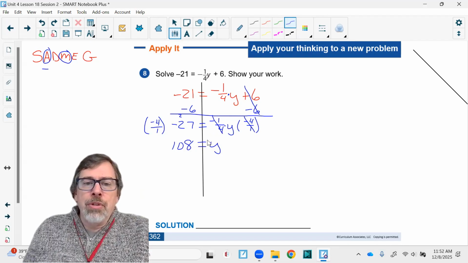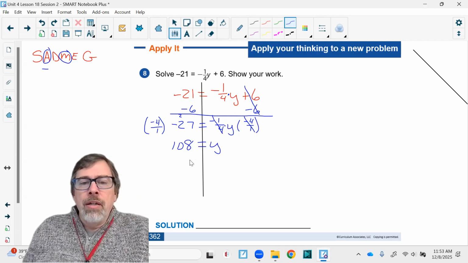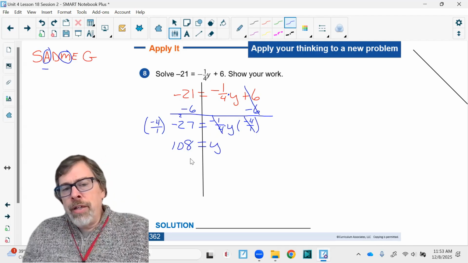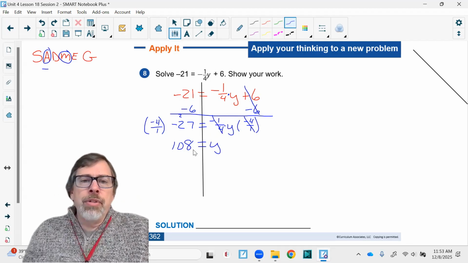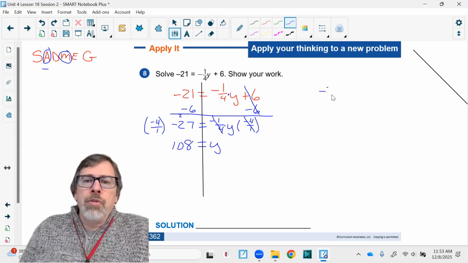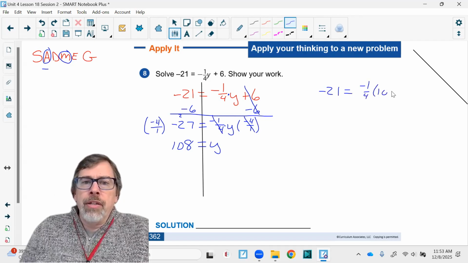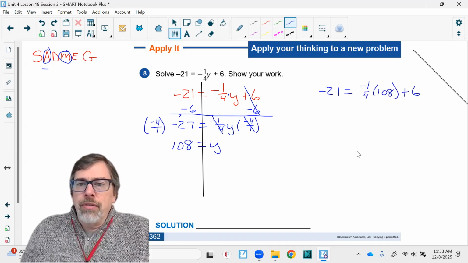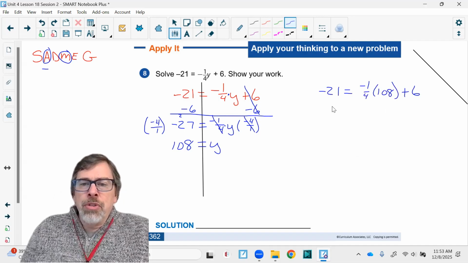Okay, a lot of times students do this, and then they come up to me and say, Mr. Holcomb, is my answer right? Is this right? Is this right? Well, you tell me. You take the negative 21, you put equals negative 1/4, you put your answer in place of the variable y plus 6, and you solve this. And if you get negative 21 equals negative 21, then you did it correctly.